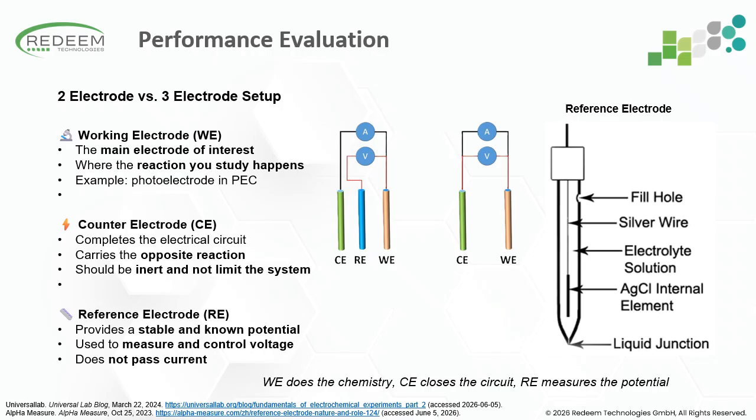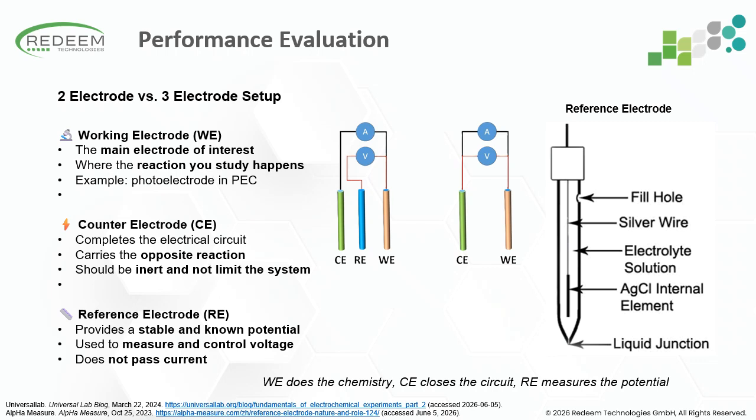The counter electrode simply completes the electrical circuit and carries the balancing reaction. Typically we use an inert material with low overpotential against hydrogen, such as platinum. And a common reference electrode is depicted here on the right, which is the silver chloride electrode. So this consists of a silver wire coated with silver chloride that's immersed in a saturated potassium chloride solution and connected to the electrolyte through a porous junction.